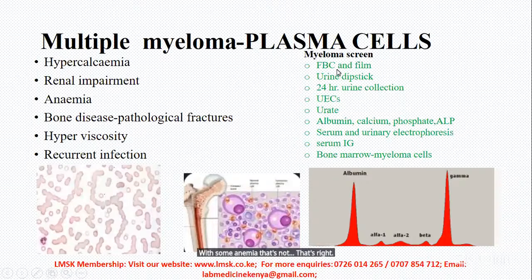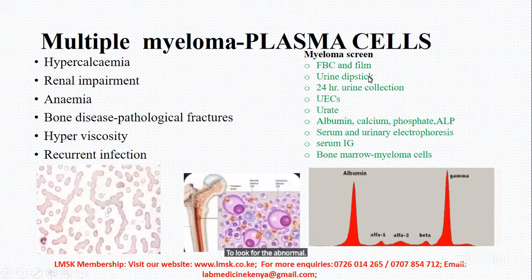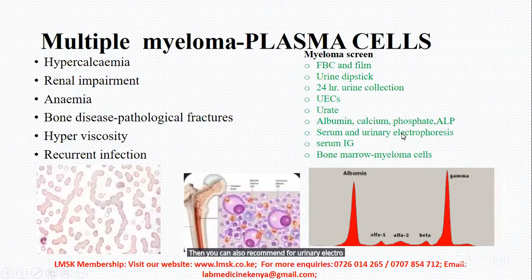classified. Then you should be able to recommend a myeloma screen. You can do a urine dipstick to look for the abnormal proteins, we call them Bence-Jones proteins. You can also do UECs, where you'll find out calcium levels. You check on urate, you'll find it's very high. Albumin will have issues; calcium, phosphates, all of those bone chemistry issues will be very high. Then you can also recommend urine electrophoresis and also serum IgG.